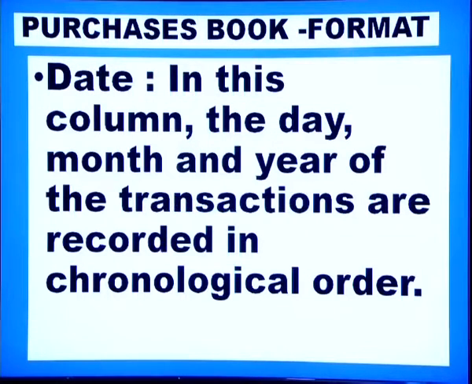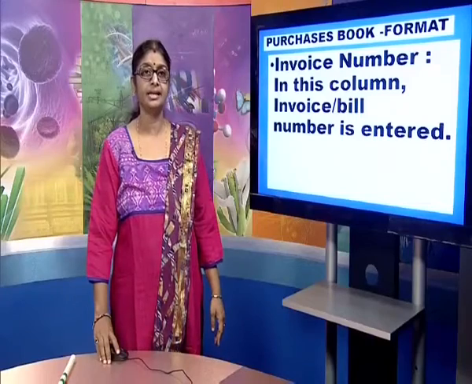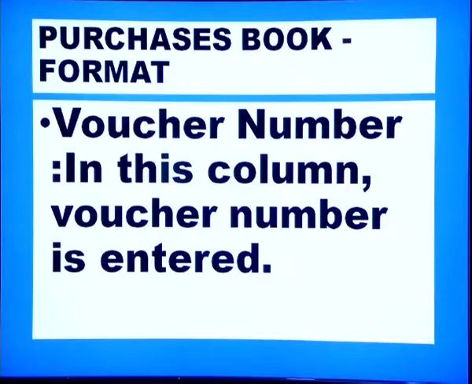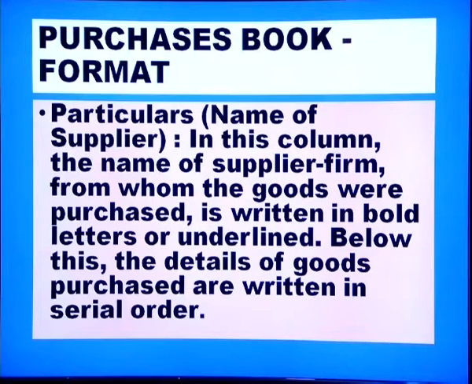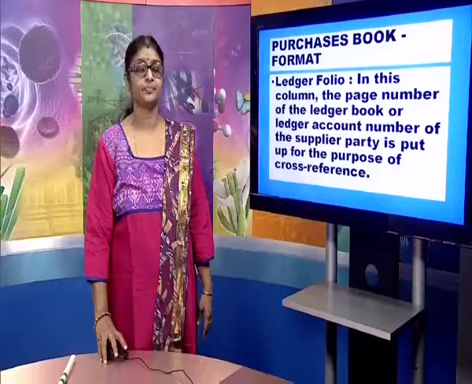Here the date column is mentioned. In that we will write the day, month and year of the transactions in chronological order. In the invoice column we will write the invoice number of the bill. In the voucher number column we will write the voucher number. Now we have the particulars column. In this column the name of the supplier firm from whom the goods were purchased is written. How will we write? It is written in bold letters or in the underlined form. Below that we will write the details of the goods purchased. How will we write? We will write it in serial order.